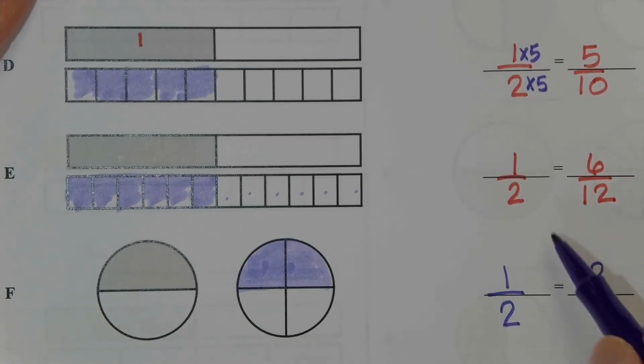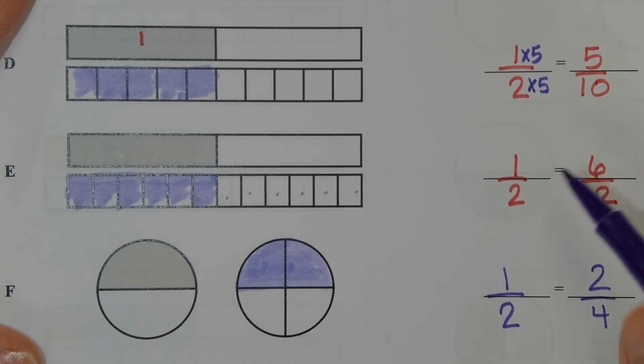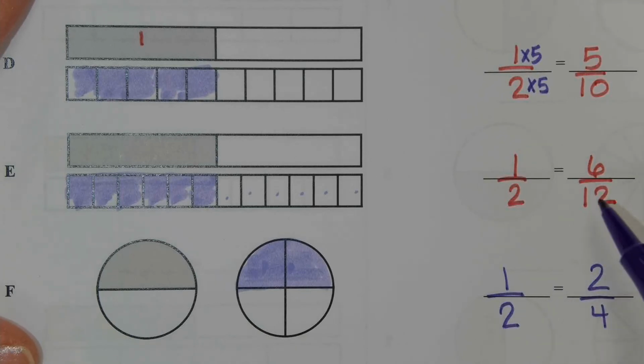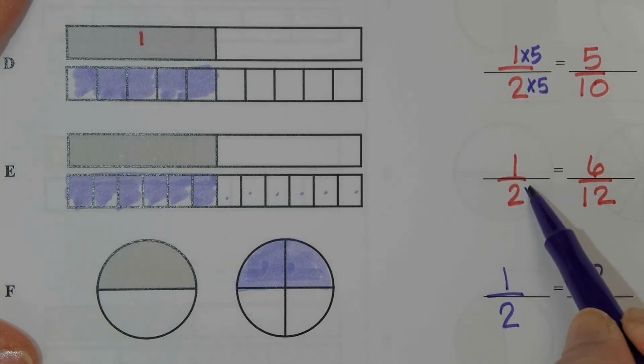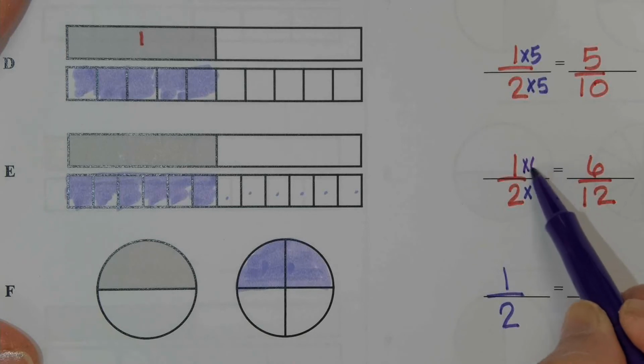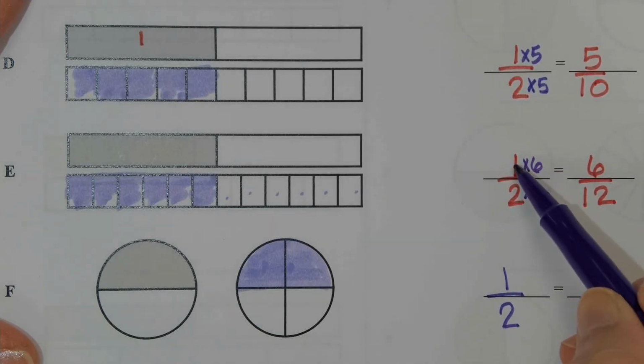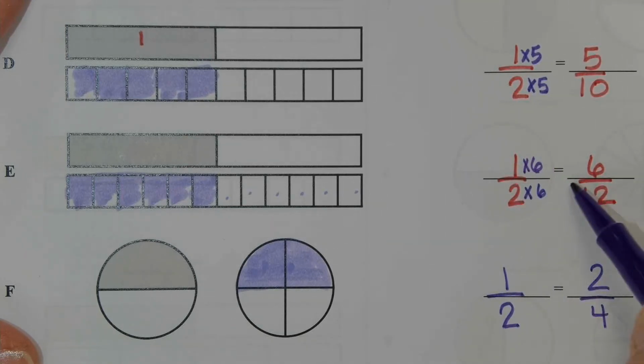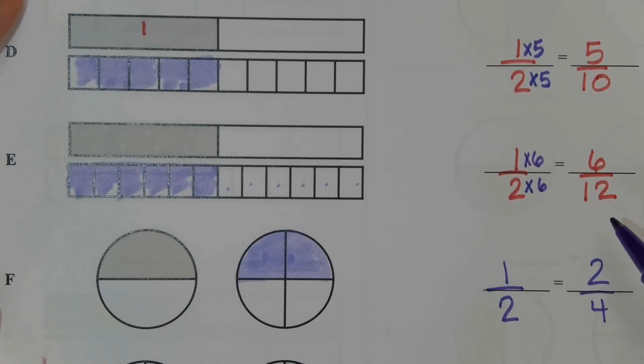Letter E, look at our denominator. What factor times 2 will give us a product of 12? Well, 2, 4, 6, 8, 10, 12. So 2 times 6 equals 12. 1 times 6 equals 6. So 1/2 times 6/6 equals 6/12.